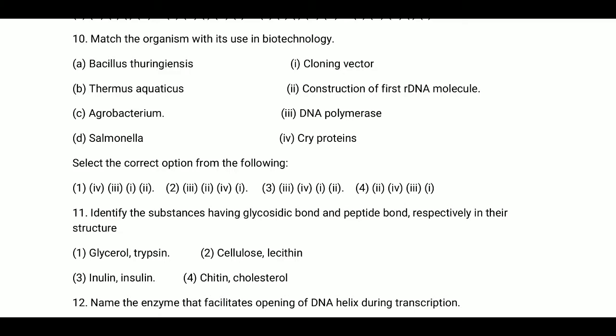Then the second one, Thermus aquaticus. Thermus aquaticus is being used in DNA polymerase extraction. Then Agrobacterium tumefaciens was the first cloning vector. It is used as cloning vector. Salmonella typhimurium was basically used for the construction of the first rDNA molecule. So the right answer should be option 1.